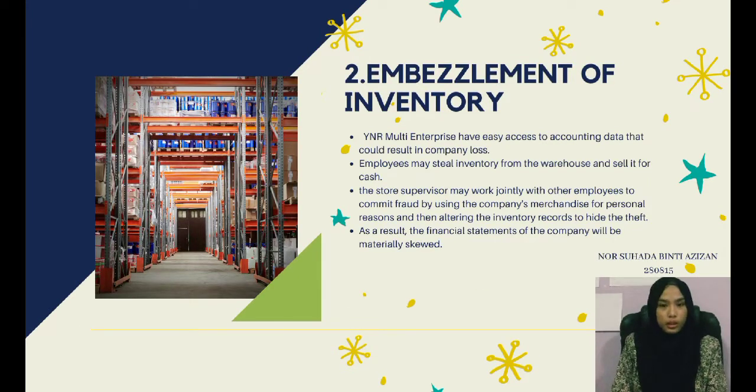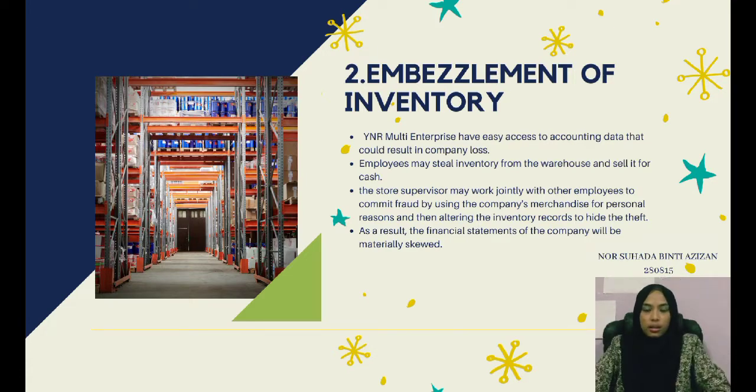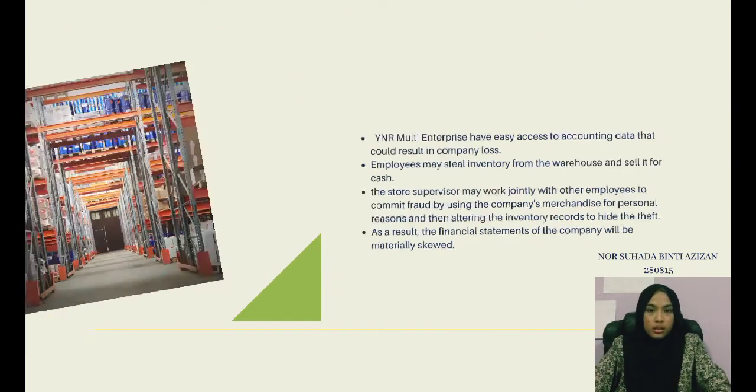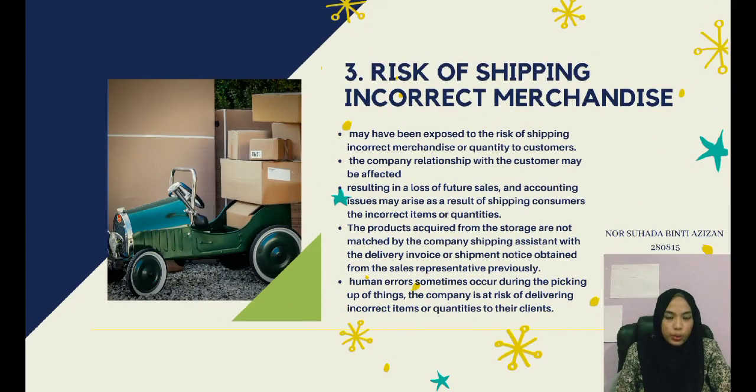Secondly, Y&R Multi-Enterprise may have been exposed to the embezzlement of inventory. Because of the absence of protection such as fences and guards, employees of Multi-Enterprise have easy access to the accounting data that could result in company loss. Employees might steal inventory from the warehouse and sell it for cash. Furthermore, the store supervisor may work jointly with other employees to commit fraud by using the company merchandise for personal reasons and then altering the inventory record to hide the theft. Thus, this will affect the financial statement.